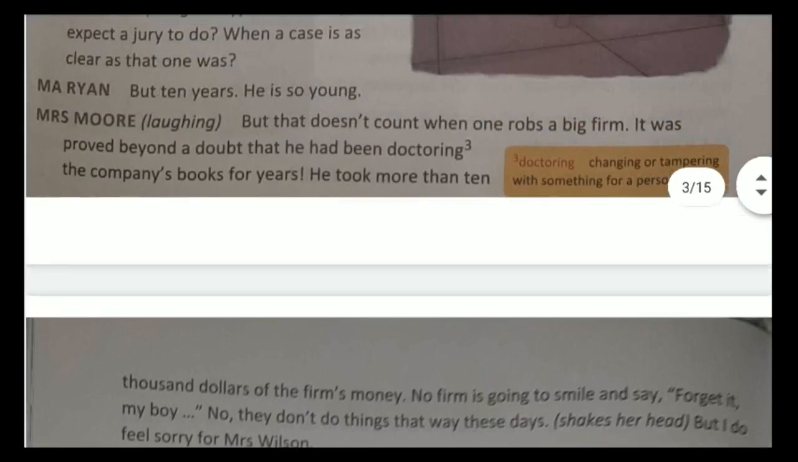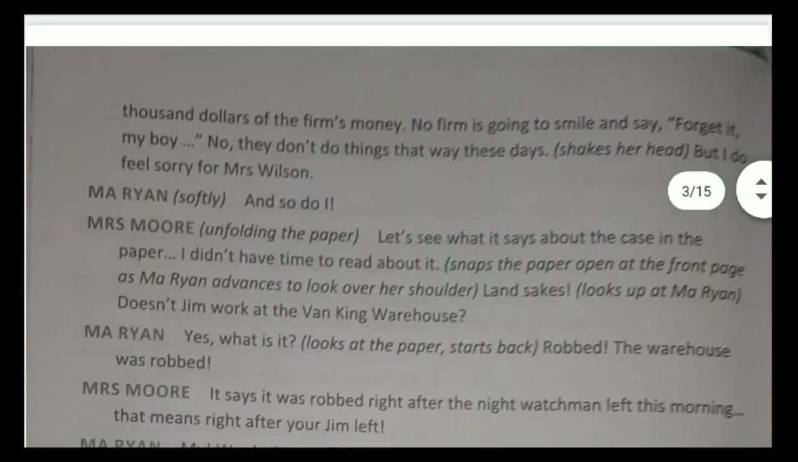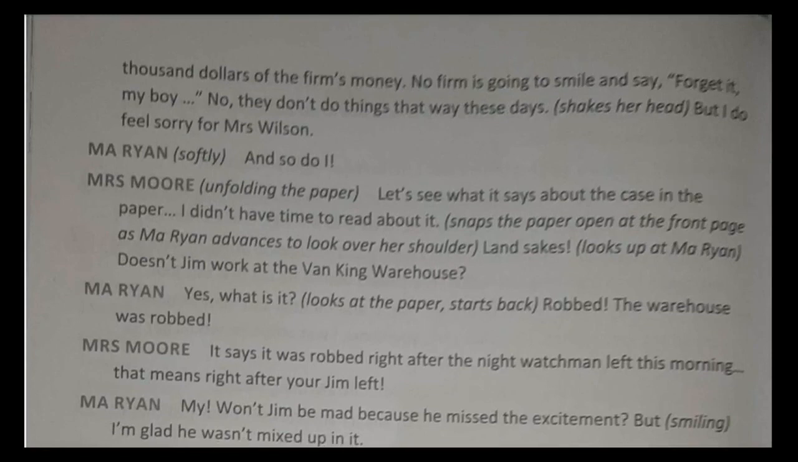Now they were talking about Mrs. Wilson's son, and Mrs. Moore said that nobody will count the years of the punishment, 10 years or whatever. Robbing a big firm is a punishable thing. He robbed the company's books for years, and also took more than $10,000. So it is a big thing, and no company will say, "Oh, you robbed, okay, fine, let's forget it, boy." Anyone would file a case and want the person to be punished by the jury. Marianne softly said, "And so do I." I agree with you.